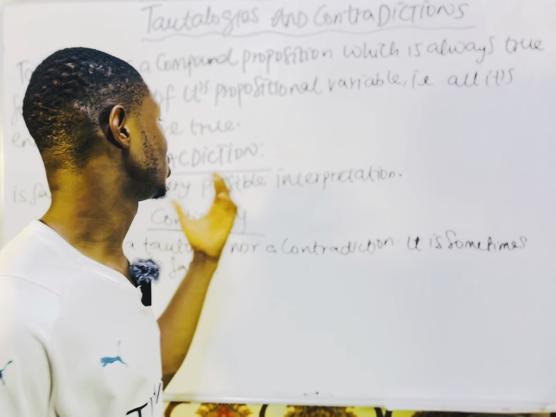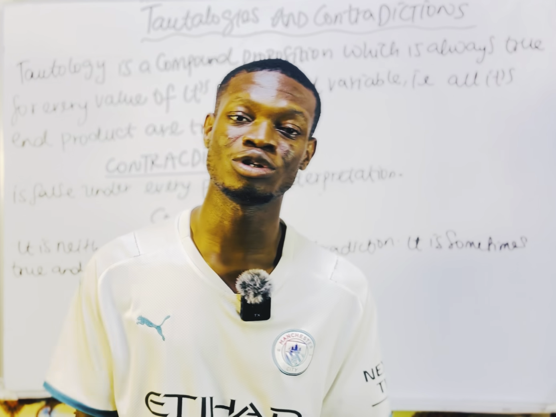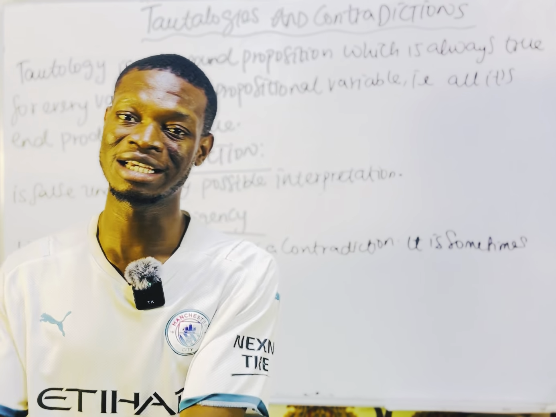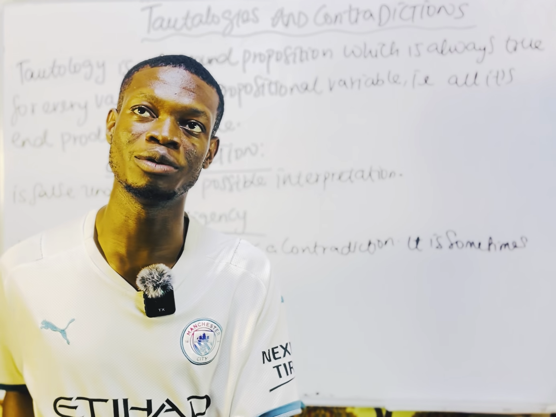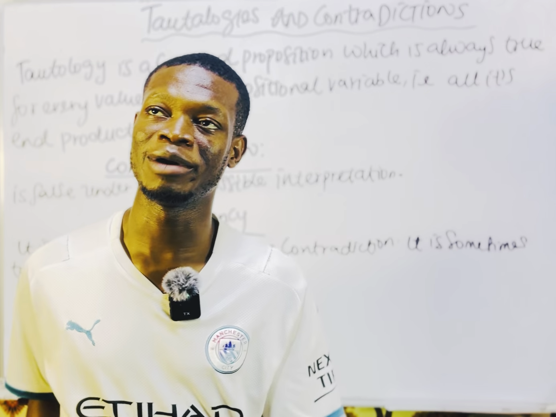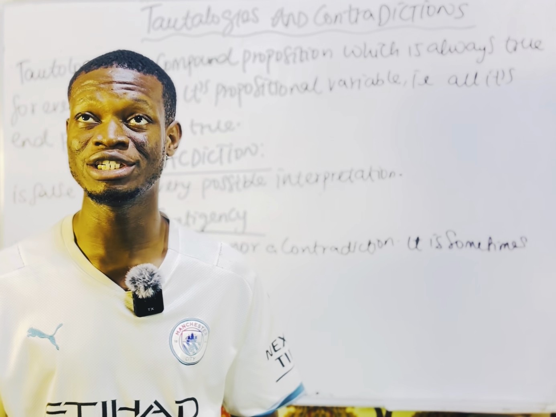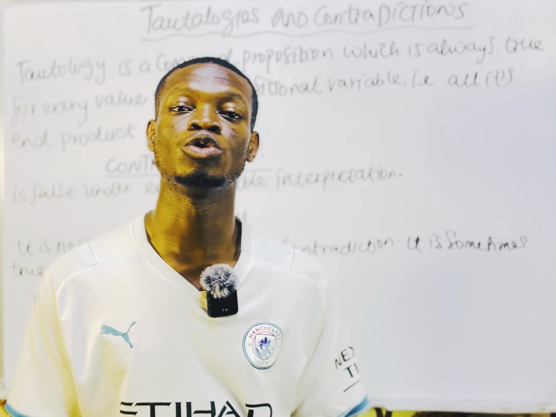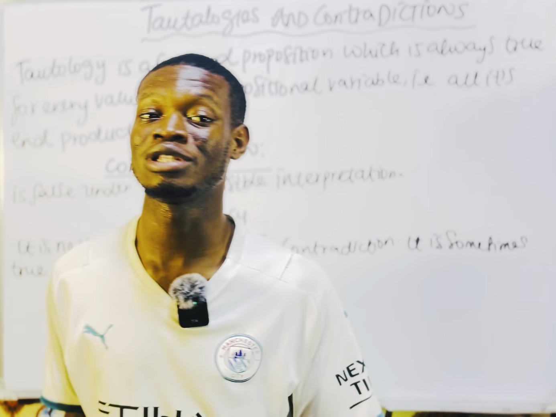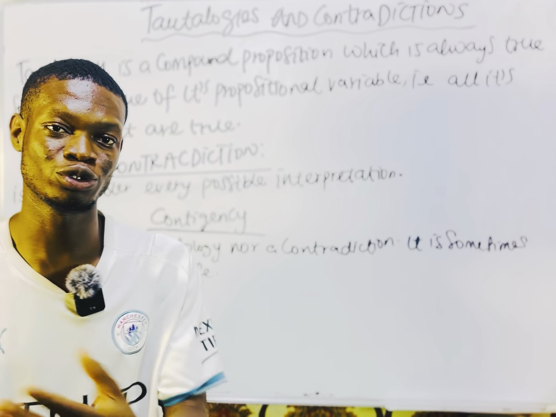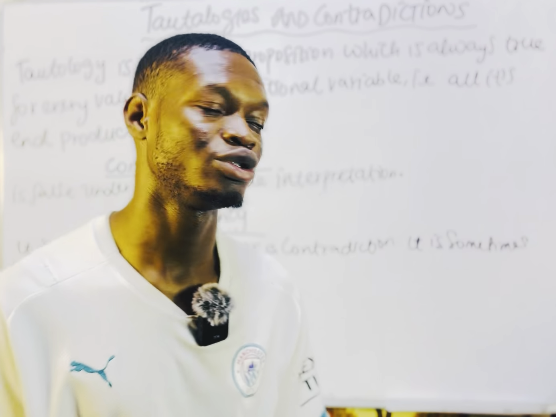Then what is a contradiction trying to tell us? It's just the negation of a tautology. If you are getting false throughout the whole table, you are having a contradiction. You understand? So this contingency, what is it trying to tell us? When you have true, false, true, false, true, false, that one is a contingency.